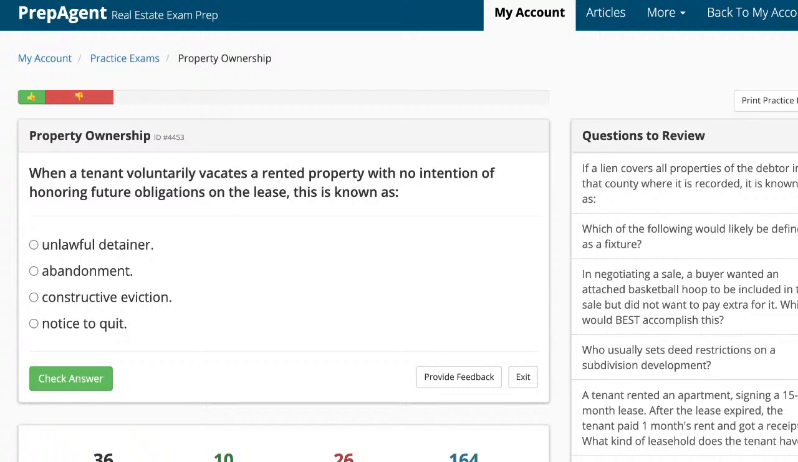When a tenant voluntarily vacates property with no intention of honoring future obligation of the lease, this is known as A, unlawful detainer, B, abandonment, C, constructive eviction, or D, notice to quit. What do you guys think? That'd be abandonment. Good.